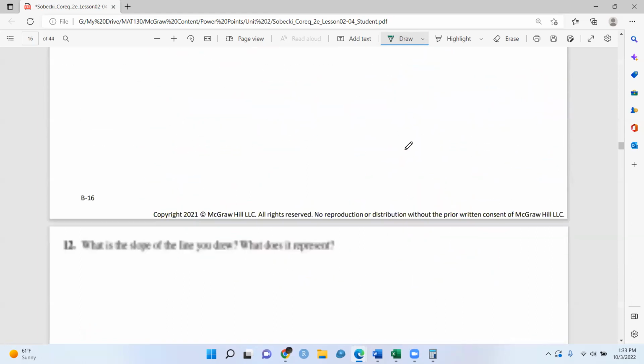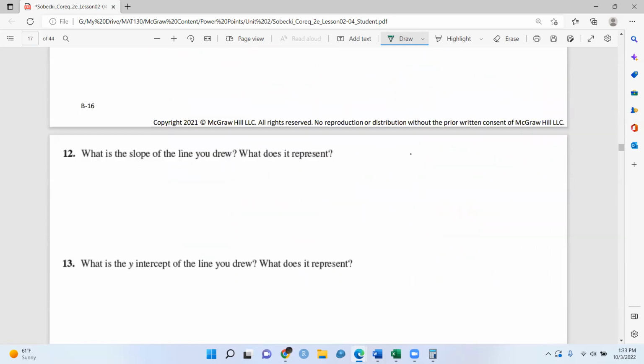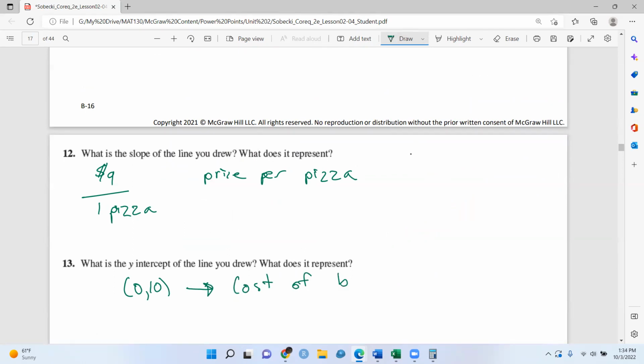So our author is going to ask us those same questions. Hey, what's the slope? Same thing. It's the $9 per one pizza. And it's the price per pizza, or cost per one pizza. Happens to be a unit rate. The y-intercept is (0, 10). And this one doesn't make any sense, right? Because it's the cost of buying 0 pizzas.